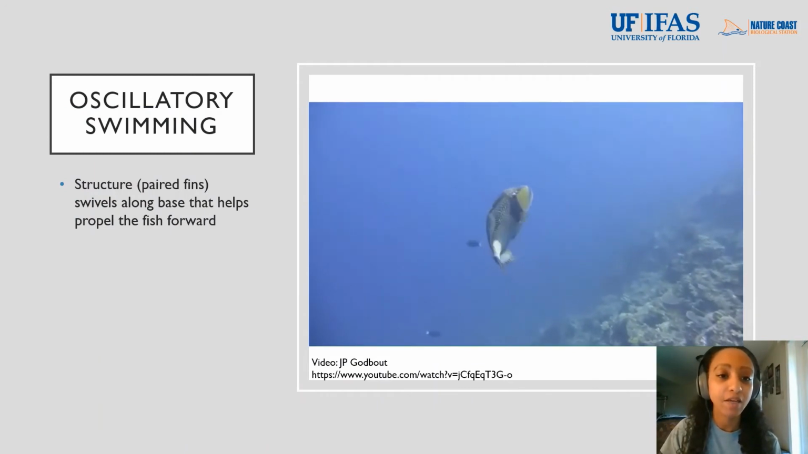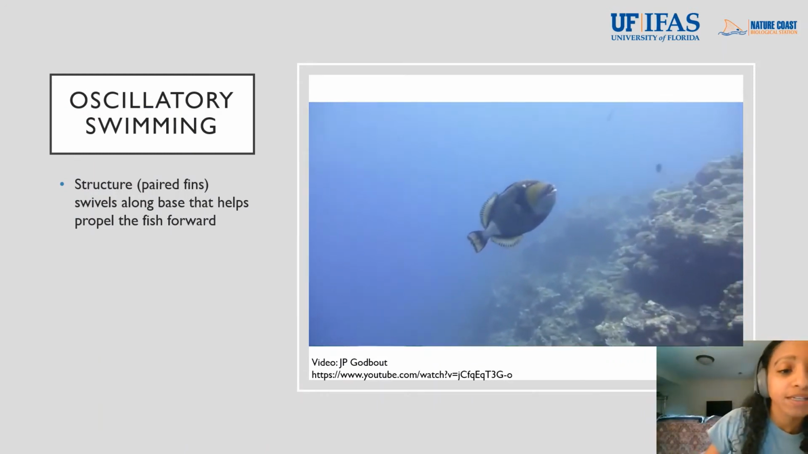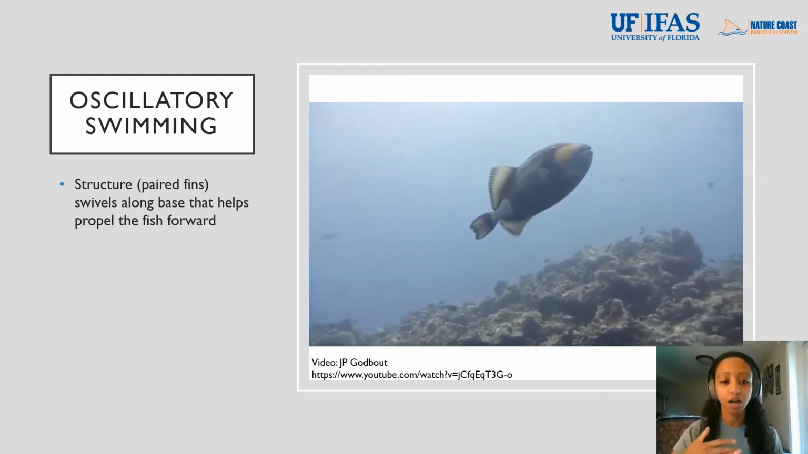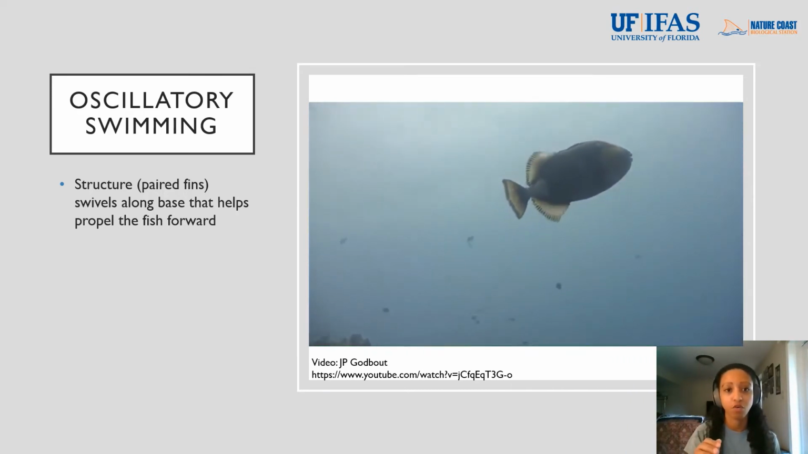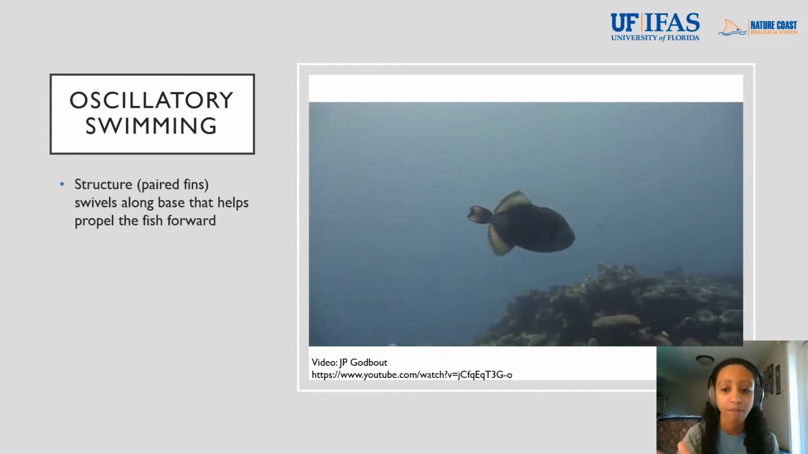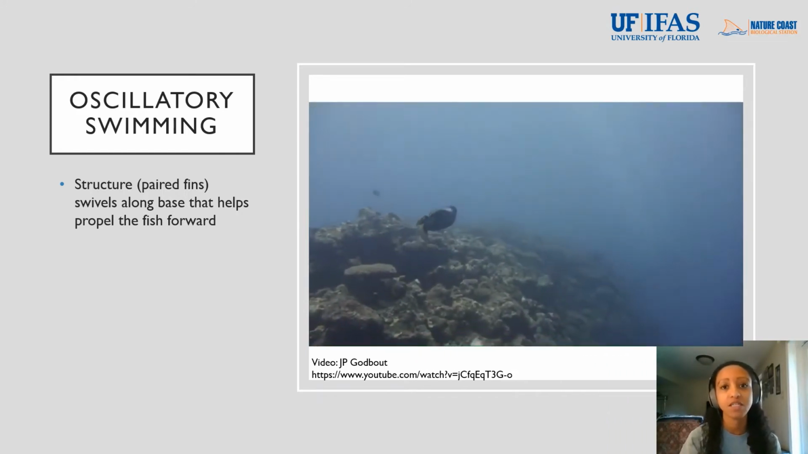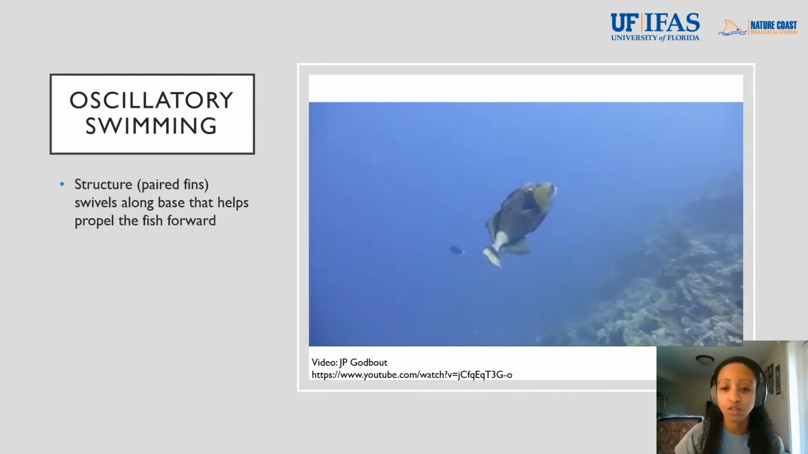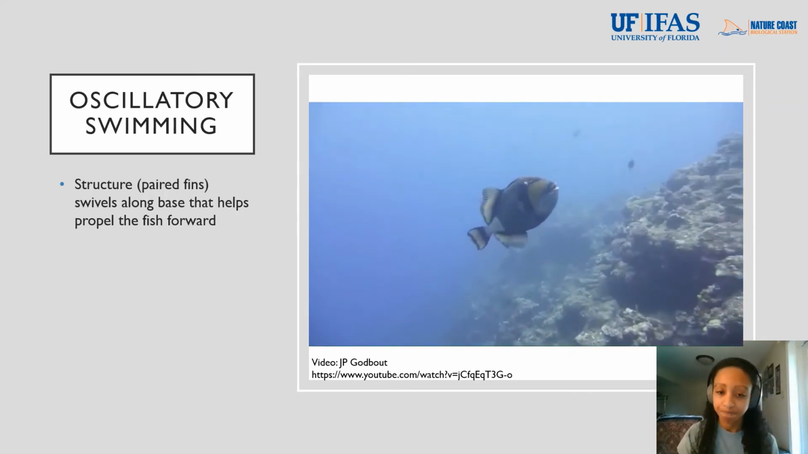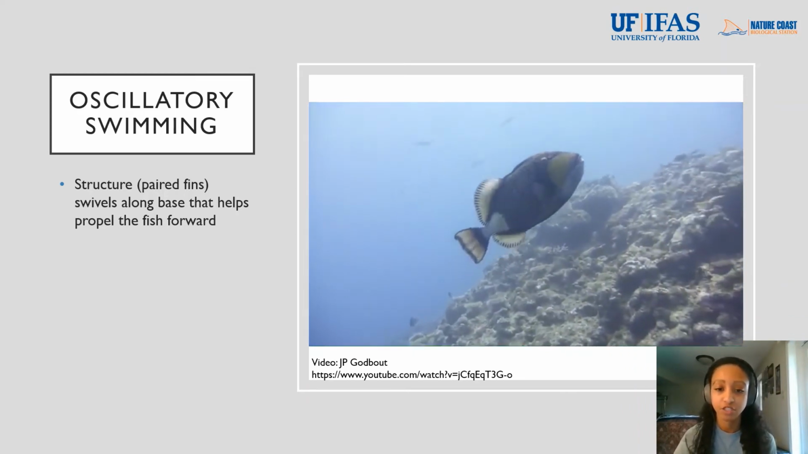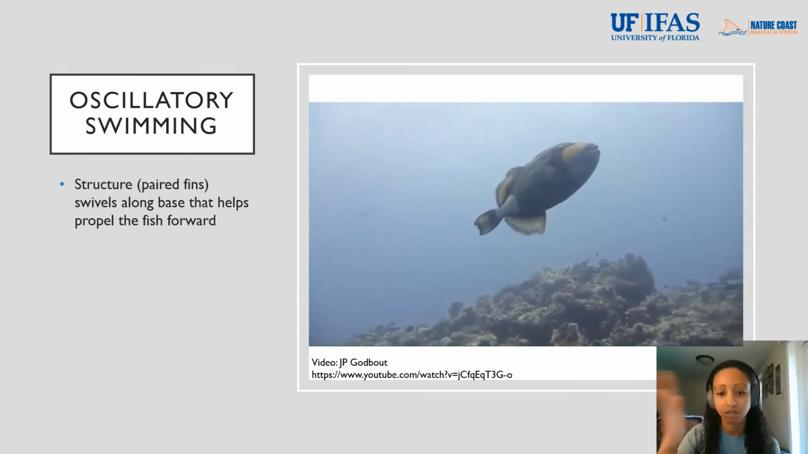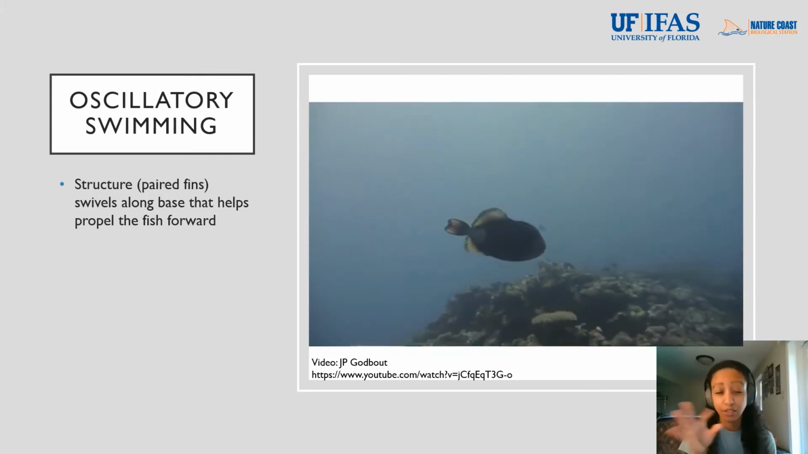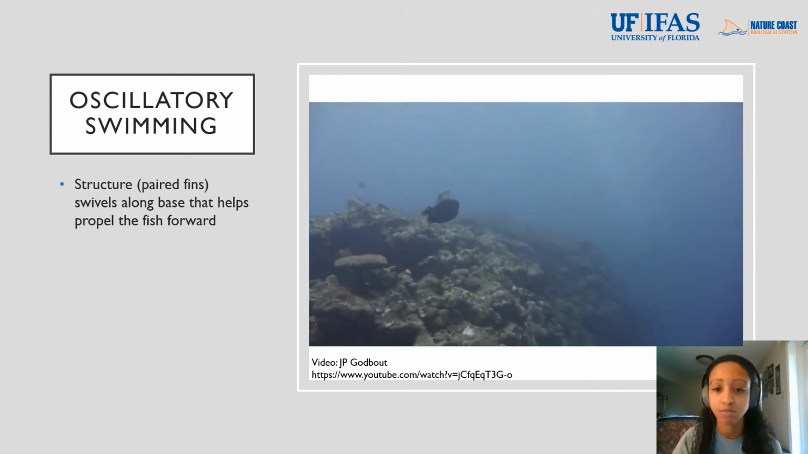All right, our second type of swimming is called oscillatory swimming. This is when you have a structure such as paired fins that swivel back and forth along a base that helps propel the fish forward. So it's no longer an S wave, it's more of a back and forth motion. This can be a movement of a fish's pectoral fins or their dorsal and anal fins. We'll see an example here with triggerfish. Triggerfish use their dorsal and their anal fins that swivel back and forth, so those are the main structures that help them swim. You can see the caudal fin is moving a little bit, but it's not really the main structure that's propelling them forward.